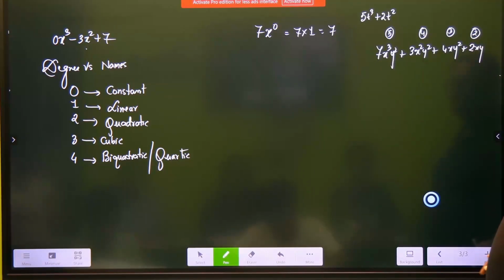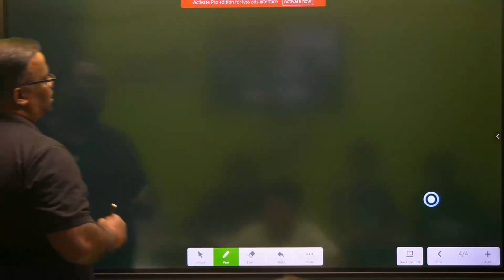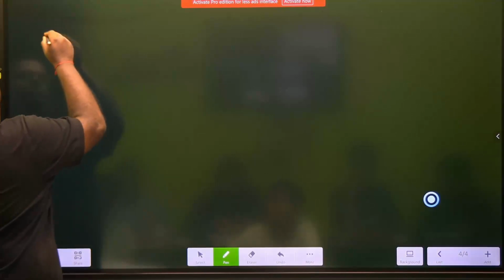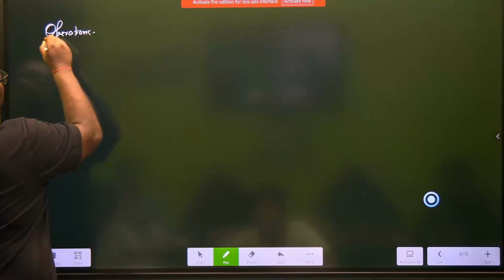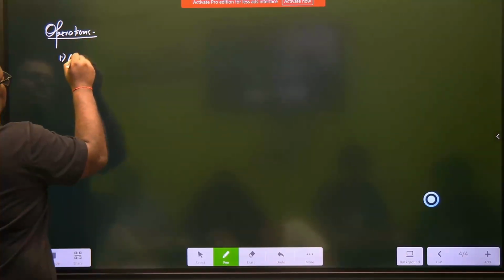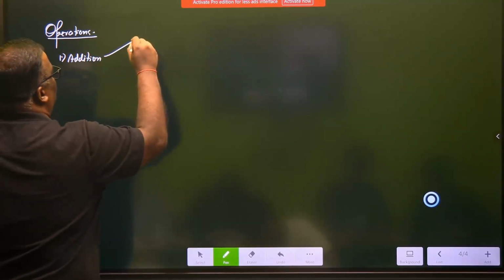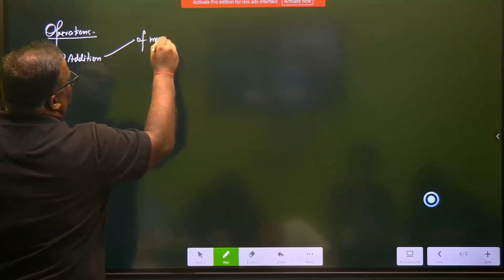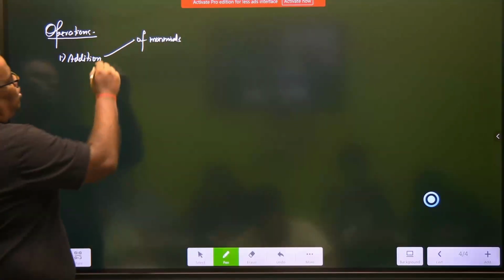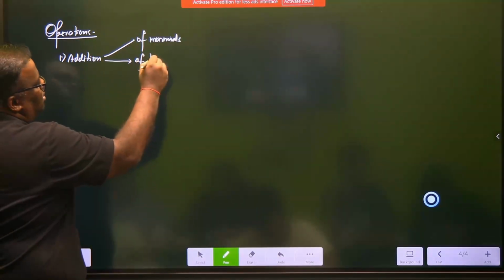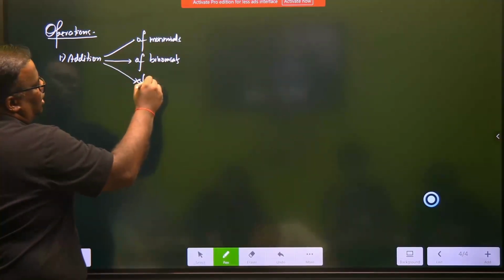Very good. Now our chapter starts, right? So in this chapter, all we have to learn is operations on algebra and some formulas. Initially, we will learn some operations. And the first operation we will learn is addition. And when we do addition, we will be doing addition of monomials. I hope now you understand what is a monomial, okay? Then we will do addition of binomials. Then we will do addition of trinomials.